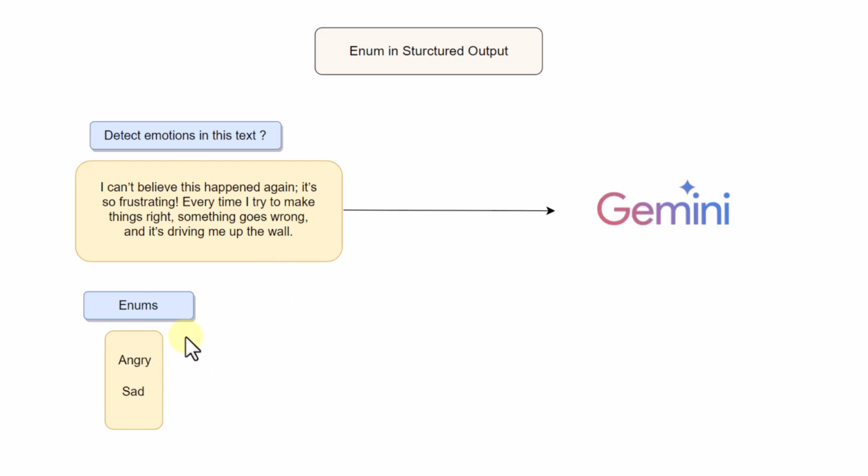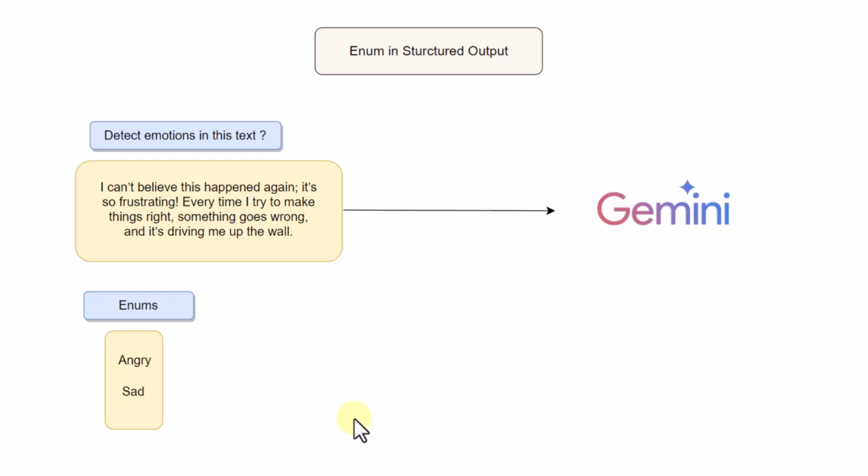If we have defined our emotions in Enum mode like angry and sad, then it will just try to tag this particular text to either angry or sad emotion. That's where Enum mode is going to be useful. So in certain use cases where we have to categorize our input to certain predefined options, there we can define our options as Enum. Then the model will try to tag the given input along the given options only.